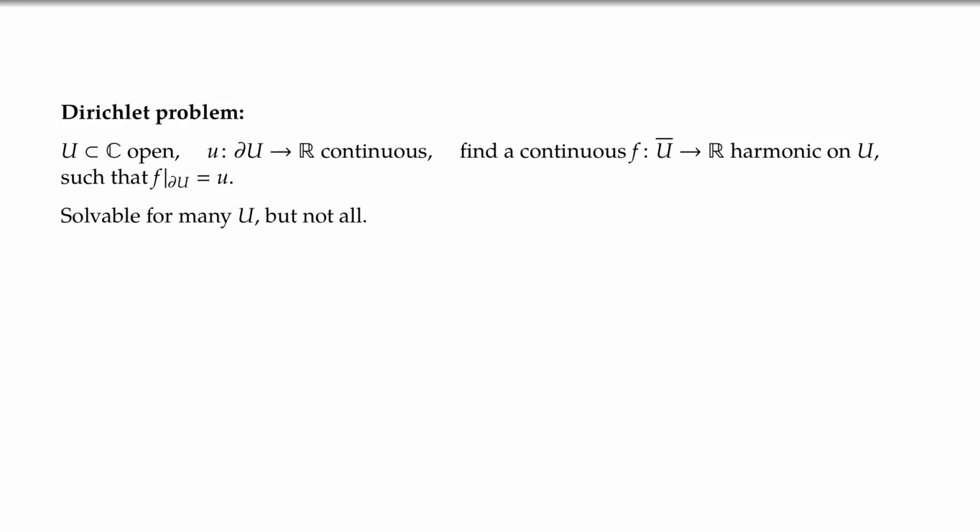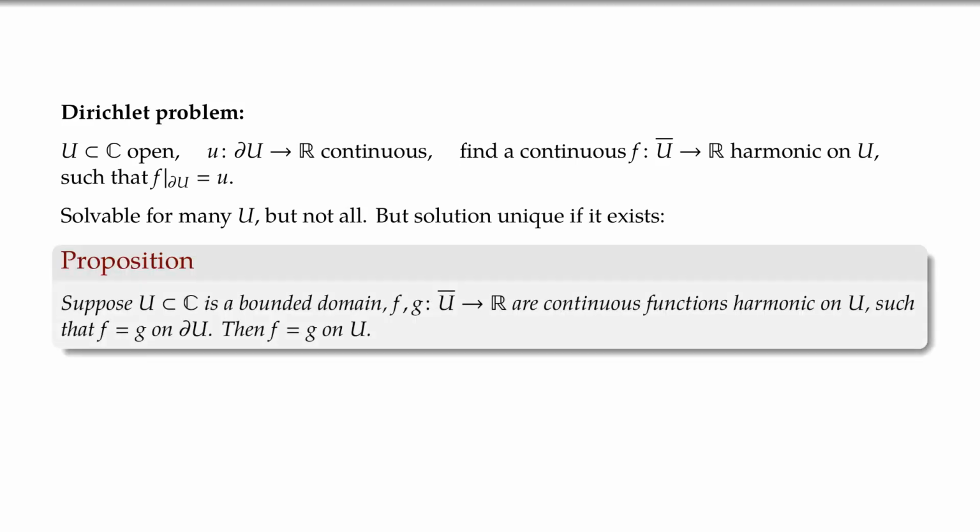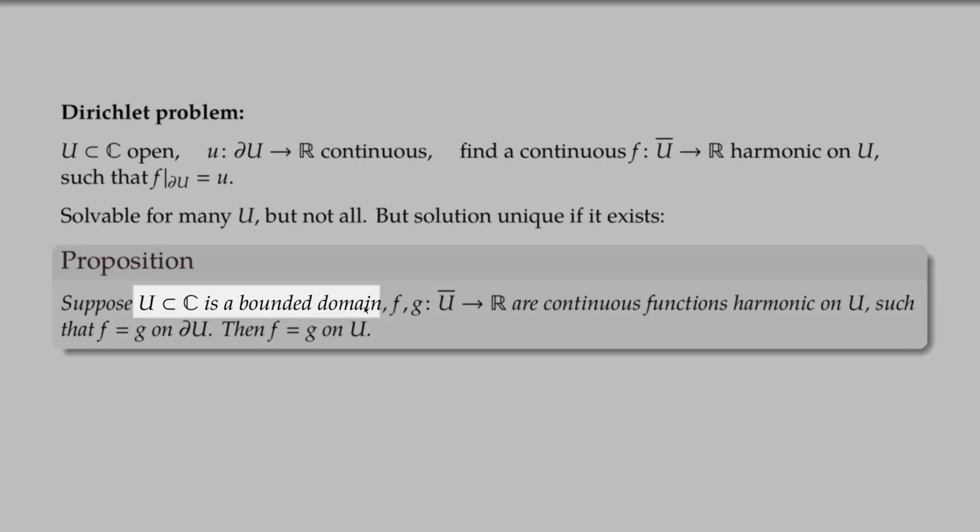Generally, if u has nice boundary, then it is solvable. That's one way to put it. We won't go into that. We'll only solve it for a disk. But in any case, if the solution exists, it's unique. Well, at least for bounded domains. So suppose that we have a bounded domain, right?